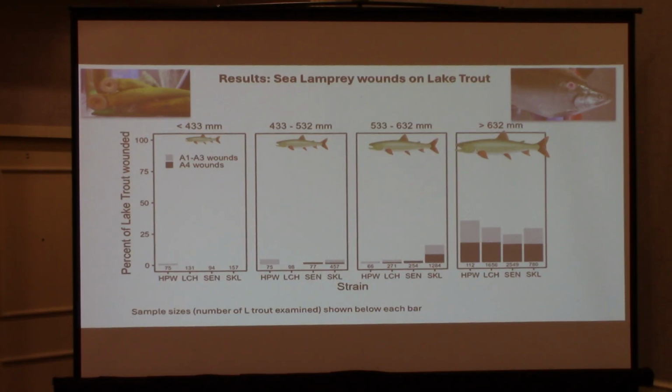Sea lamprey wounding rates, another metric. This is an example of an A1 sea lamprey wound, I believe. This is broken up by size classes, so within this size bin, 530 to 630, you can see this is a percentage of lake trout that showed these different wound categories. They seem to be higher than the other forms or other strains. But at sizes over 632 millimeters, there doesn't seem to be a clear distinction between Klondikes versus the lean forms.